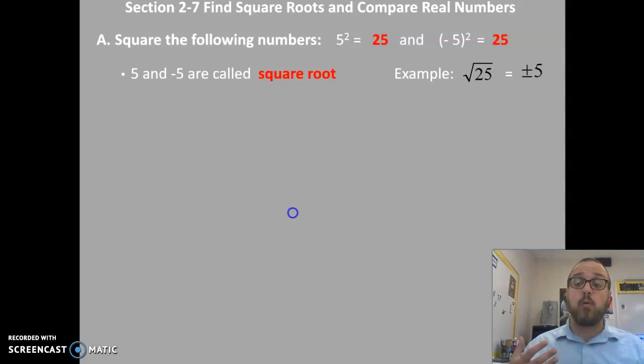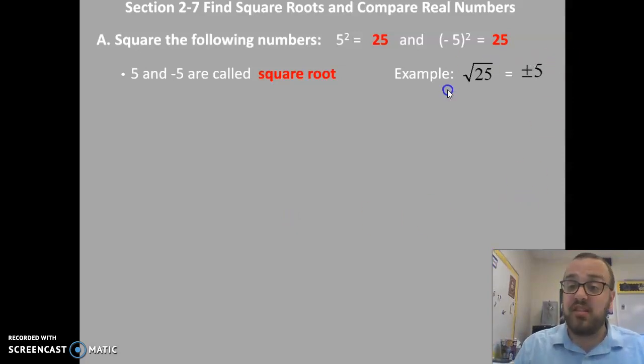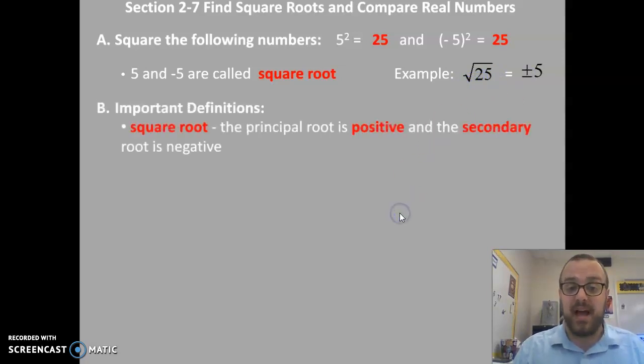Well, a square root is basically the opposite of that operation. Instead of saying, hey, when I multiply this number by itself, what does it equal? It's what number times itself equals what's underneath my square root. So when I see the square root of 25, I would say, all right, what number times itself gives me 25? In this instance, I could say it's either 5 or negative 5, okay?